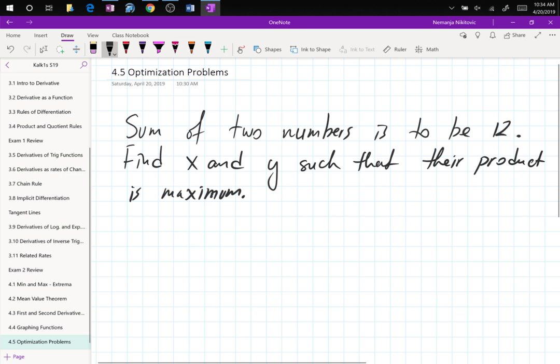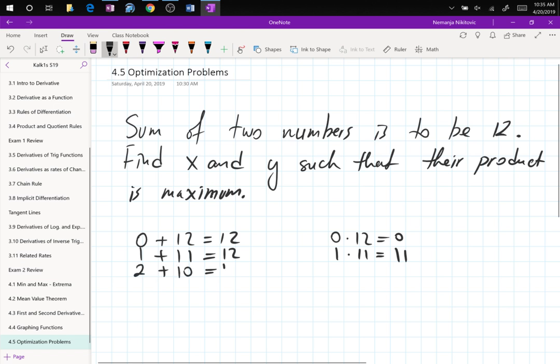Well, 0 plus 12 is 12, and when you multiply, you get 0. So, meh. But then 1 plus 11 is also 12, and when you multiply, you get 11. Well, that's much better. Then 2 plus 10 is also 12, and 2 times 10 is 20. Well, that's even better than 11, right?